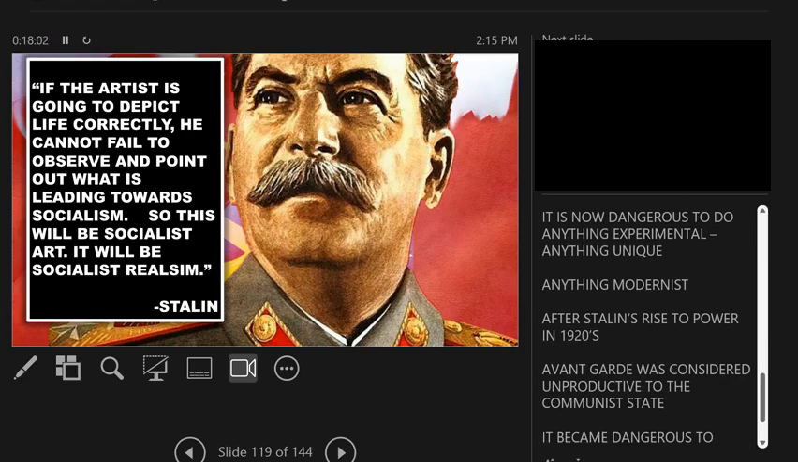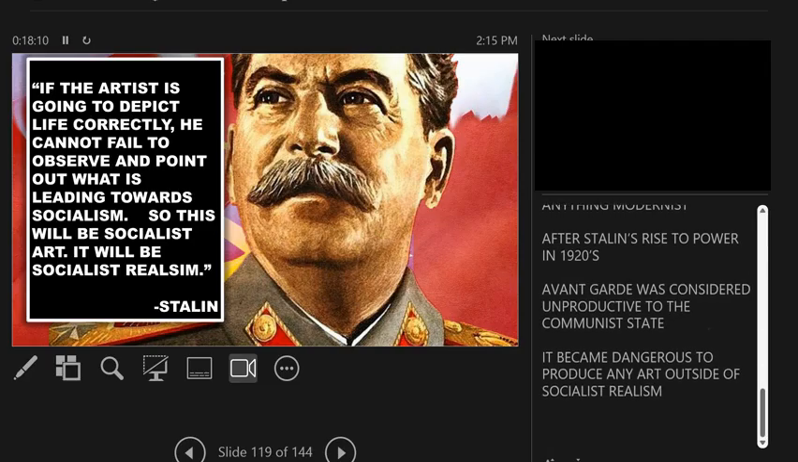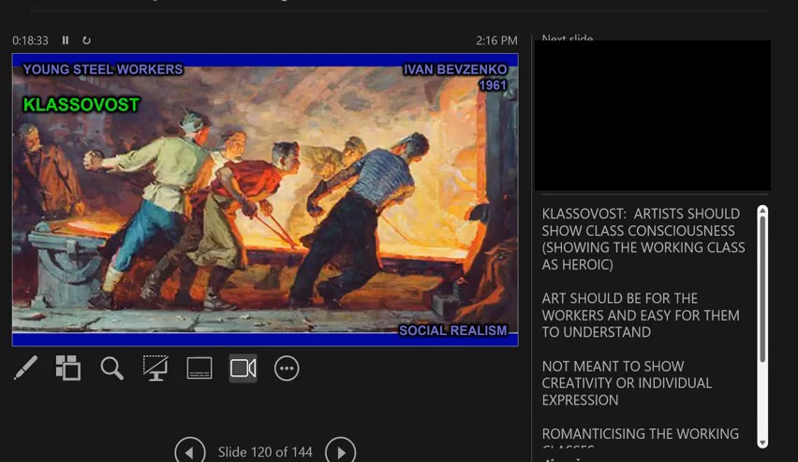It is now dangerous to do anything experimental, anything unique, anything that's modern or modernist. After Stalin's rise to power in the 1920s, avant-garde was considered unproductive to the communist state, and it became dangerous to produce any art outside of socialist realism. And I find that so ironic, that the very art that was promoting you the most is the art that you're crushing. But what we get is stuff like this.